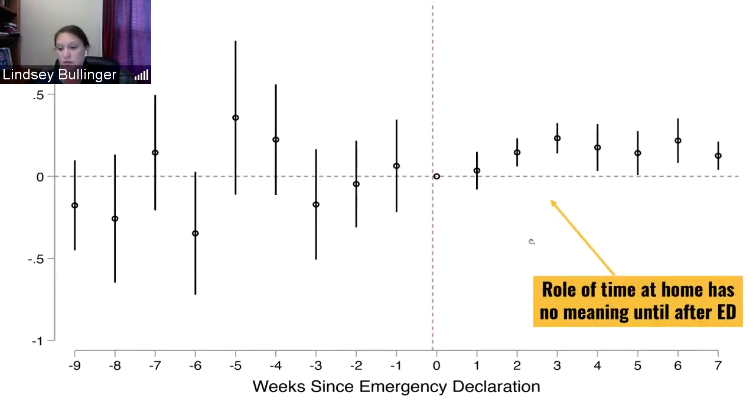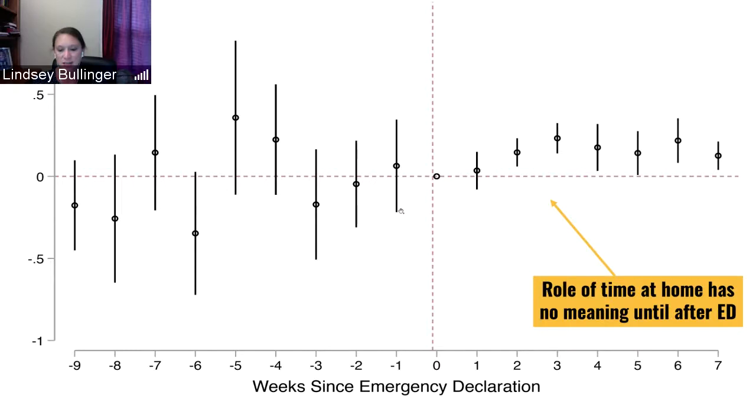Now, the cool use of cell phone tracking data in this particular paper is that we look at the relationship between time spent at home and child abuse and neglect referrals. What we see in this paper is that the role of time at home in child abuse and neglect referrals is really meaningless before the pandemic, right? These estimates are no different from zero.